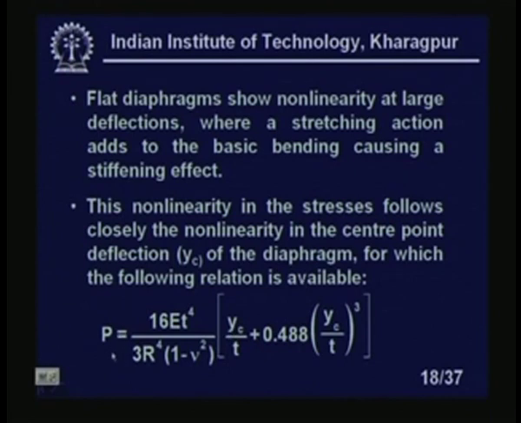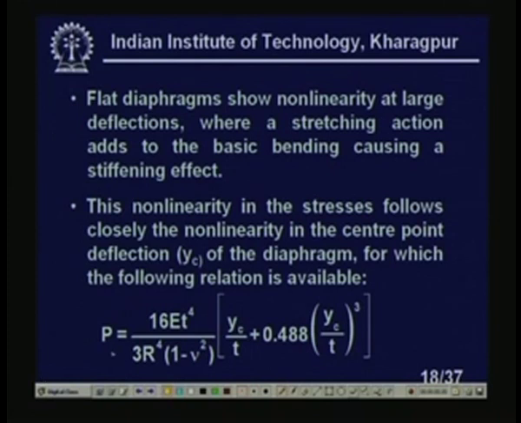This is the relation between the pressure P and YC, because all other things are constants. Young's modulus of elasticity of the material of the diaphragm is constant, thickness of the diaphragm T is also constant, nu is Poisson's ratio, that is also constant. R is the radius of the diaphragm, that is also constant. That means if I have a diaphragm here, this is radius R. This is our diaphragm, the relation between P and YC. And very interestingly, this is our nonlinear term.